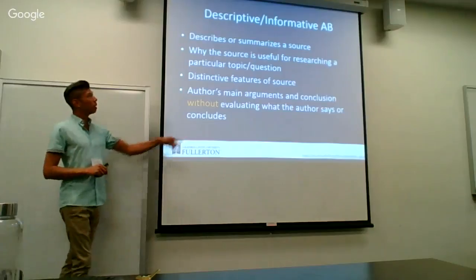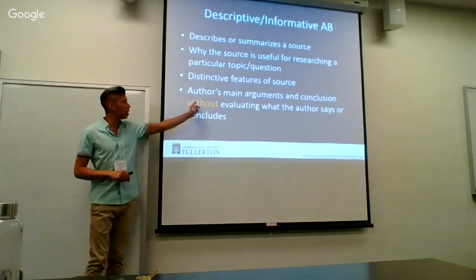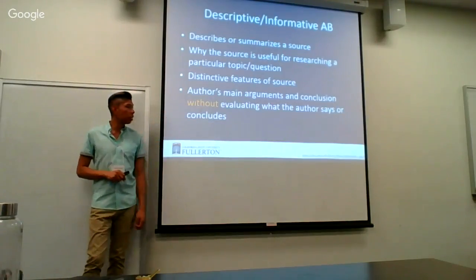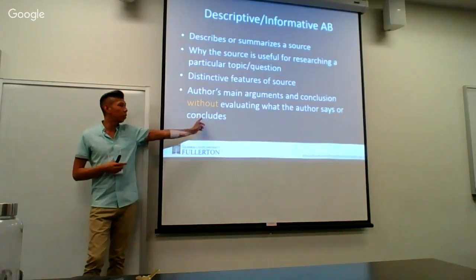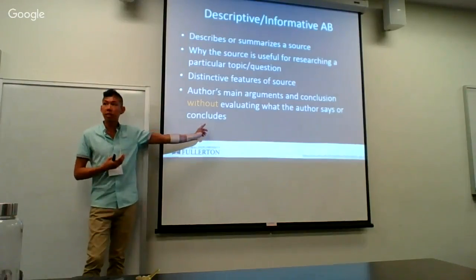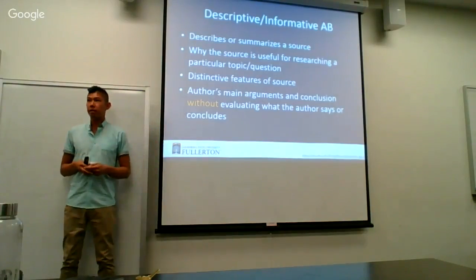But the main thing about a descriptive and informative AB is that the author's main arguments and conclusions are summarized, but you are not evaluating what that person says. You're not saying whether or not you agree with them or disagree with them. You're just simply saying what they said.